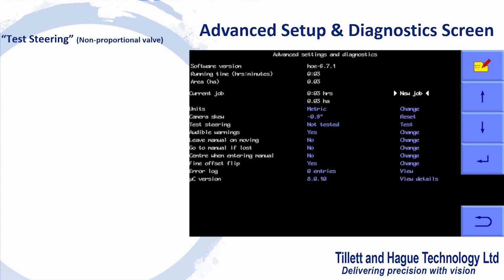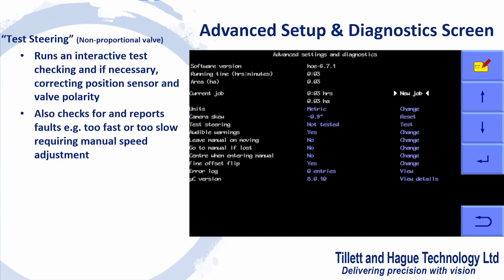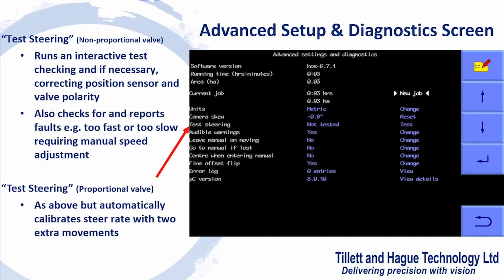Also available from this page is the steering test, an interactive test that checks position sensor and hydraulic flow polarity. It also checks the lateral speed and will report if that is too fast or too slow, as well as reporting if full movement cannot be achieved. Once initiated, you simply follow the on-screen instructions. If proportional valves are fitted, the same test is performed, but with 2 additional full stroke movements to calibrate lateral speed.